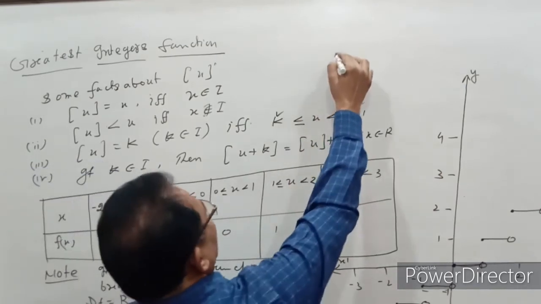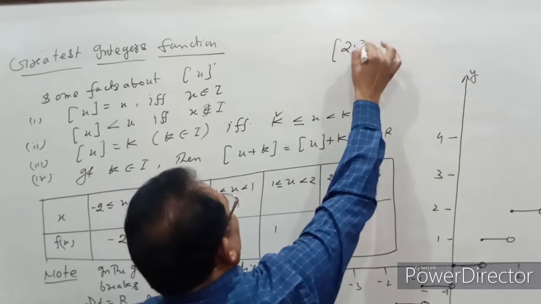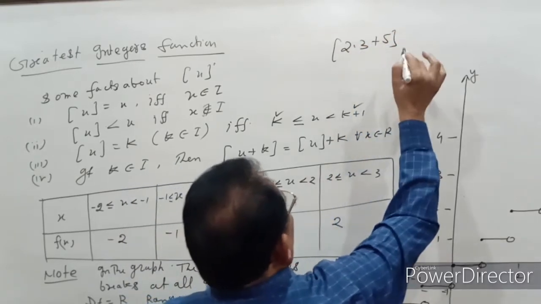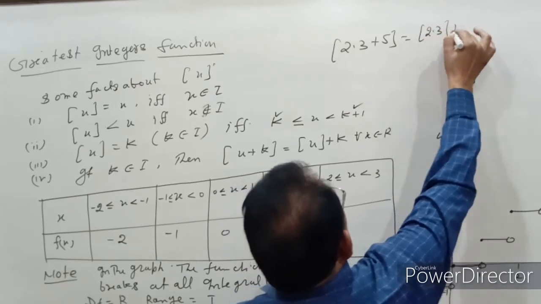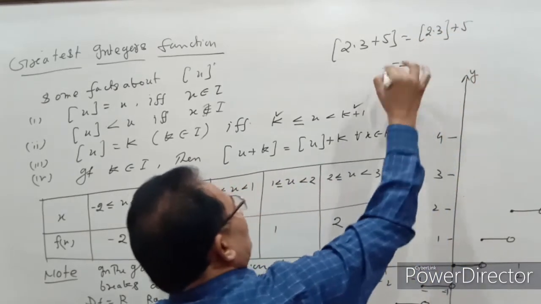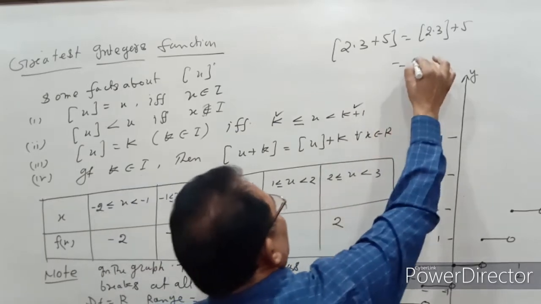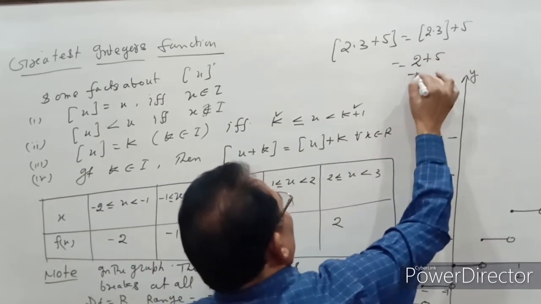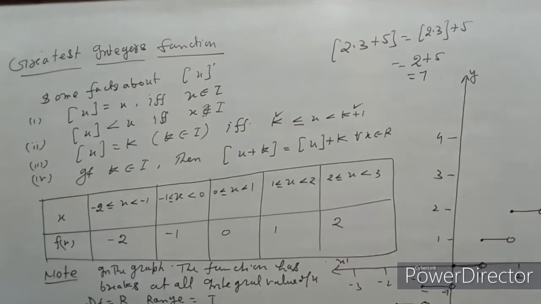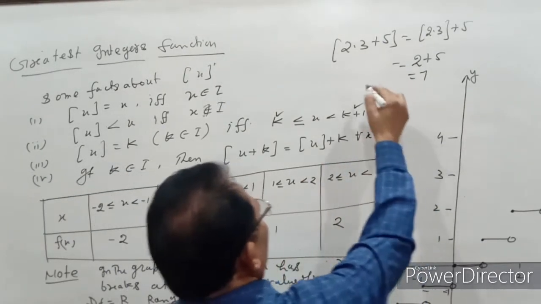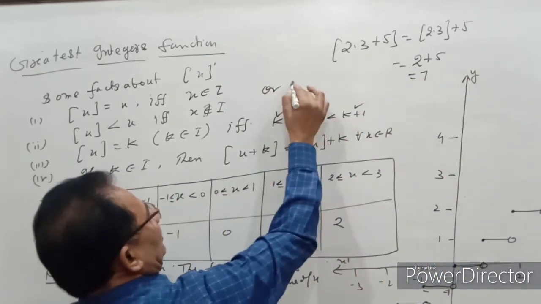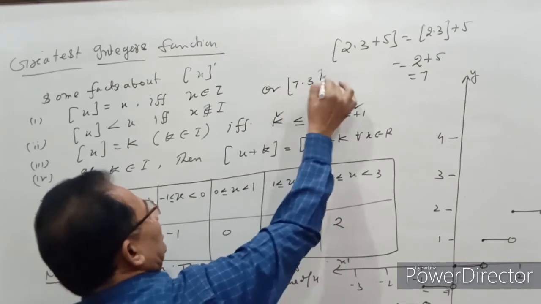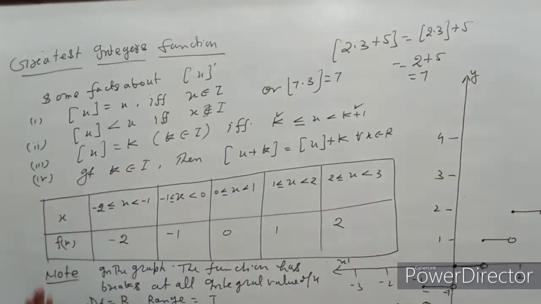For an example if we take 2.3 plus 5, हम इसको निकालना चाहेंगे तो we can write 2.3 plus 5 और 2.3 का left integer that is 2 plus 5, और that is equal to 7. या हम इसे डायरेक्ट भी ले सकते, or also we can write 5 plus 7.3, and this is also equal to 7.